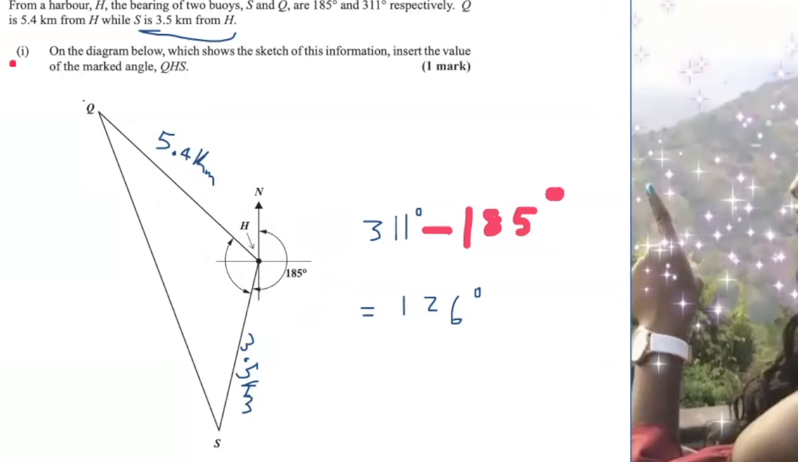So therefore, this portion is 126 degrees. And you can always test if you're correct because the sum must give us 311. When you add 126 plus 185, you get 311 degrees.